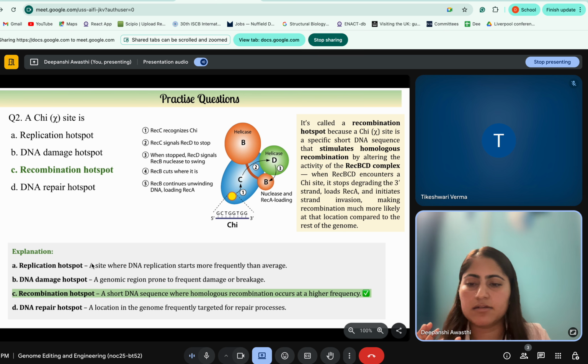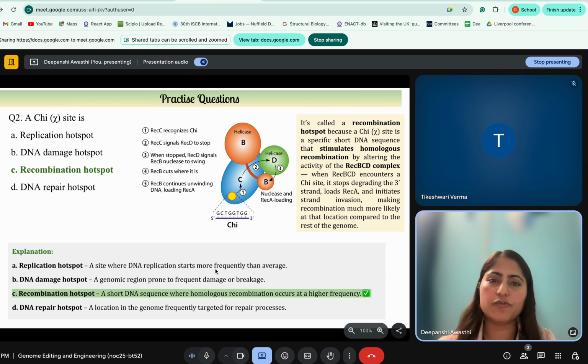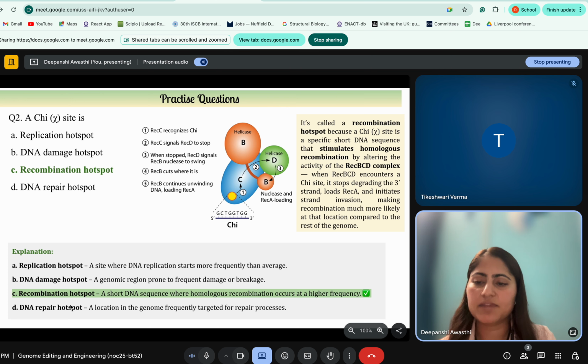Yeah, and if we talk about a replication hotspot, it means a site where DNA replication starts more frequently than average. A DNA damage hotspot means a region which is prone to frequent damage or breakage. A DNA repair hotspot means a location in the genome which is frequently targeted for repair processes. So the right answer is option C, that means recombination hotspot.